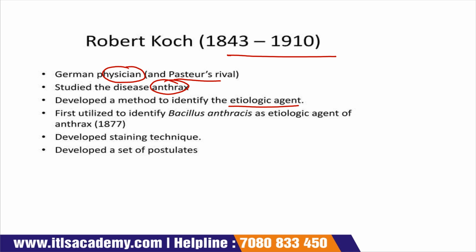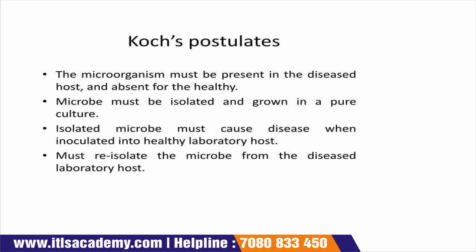He was the first man to identify Bacillus anthracis as the etiological agent of anthrax in 1877, and also developed a staining technique and a set of postulates. Koch's postulates are: the microorganism must be present in a diseased host and absent in a healthy one. That is, the microorganism is present in the host, and that host is concluded to be a diseased person, and it is absent in a healthy person.